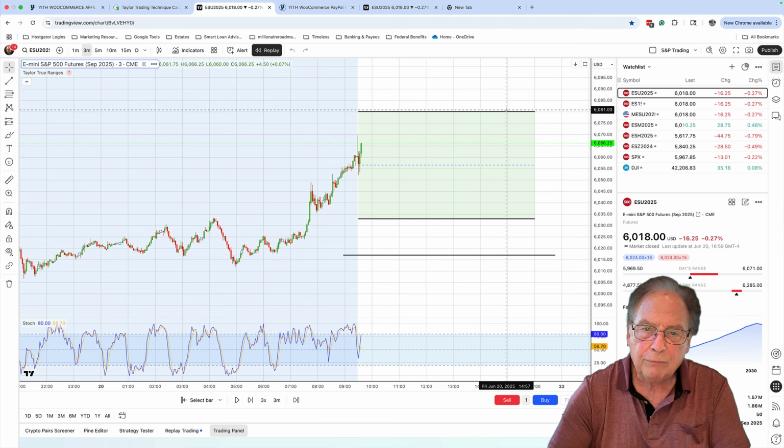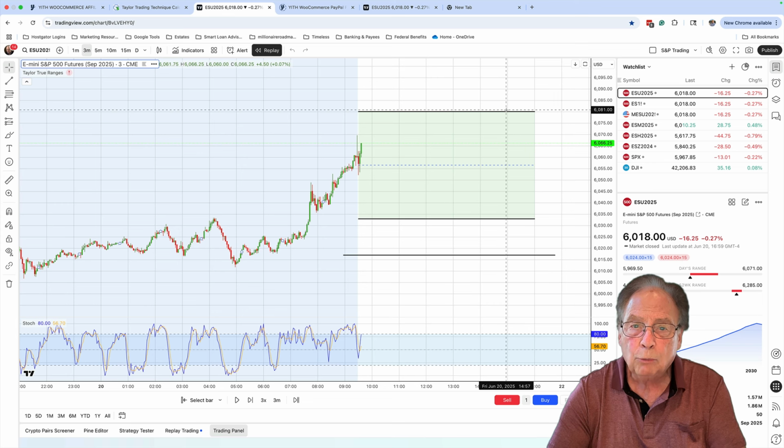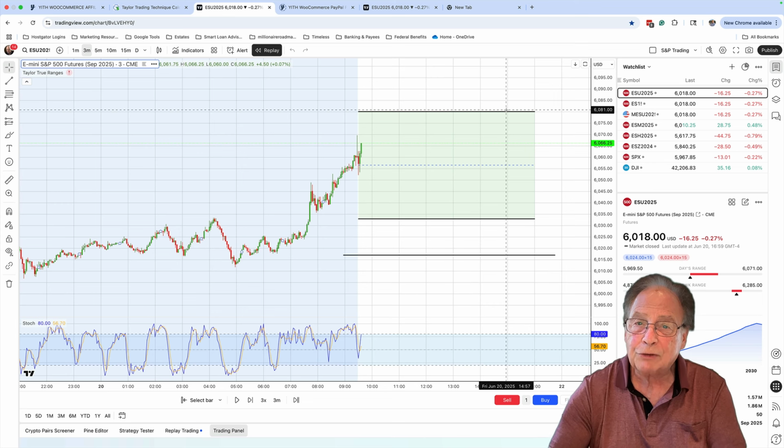And you can make 30, 40, 50 points. If you make that kind of a trade once or twice a month, isn't that worth it? That's the smart way to trade. I suggest you look at trading in that manner.